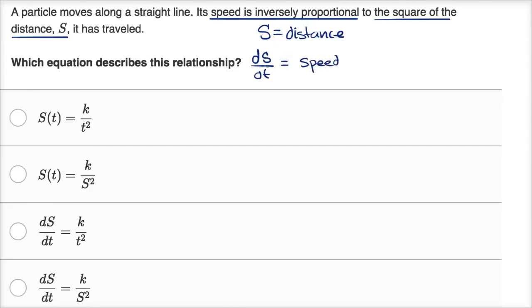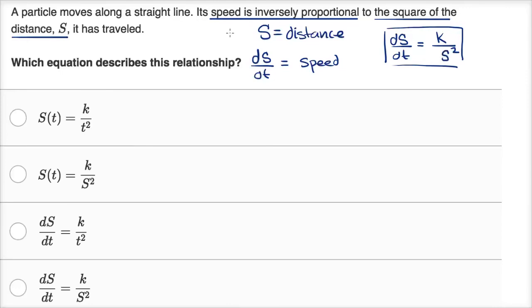So now that we got our notation, s is the distance, the derivative of s with respect to time is speed, we can say the speed, which is ds/dt, is inversely proportional, I wrote a proportionality constant, over what? It's inversely proportional to what? To the square of the distance it has traveled. So there you go. This is an equation, really a differential equation, that's describing what we have up here.